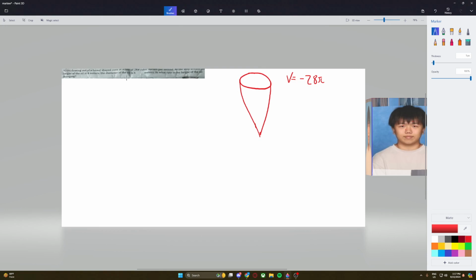okay, so at the moment that the height of the oil, so let's say the oil is at here, which is 4, the diameter across is 6. So that would mean the radius is 3, because the diameter is the radius times 2. At what rate? At what rate?